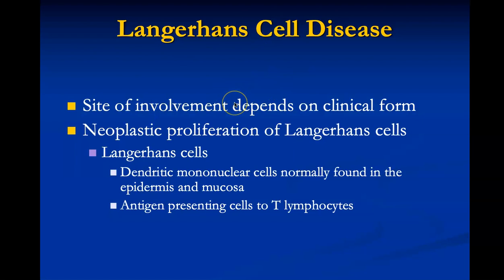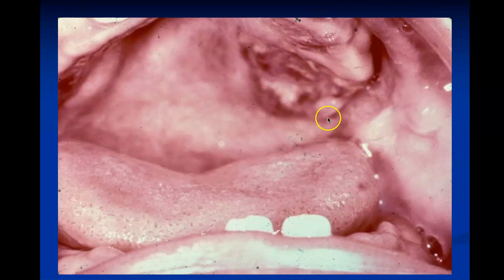So as I mentioned before, the site depends on the clinical form, but all of these are neoplastic proliferations of the Langerhans cells, and this was just put in to remind you of what the Langerhans cells do. This is a child who had the acute form of disseminated Langerhans cell, and you can see multiple lesions affecting the skin and also the mucosa.